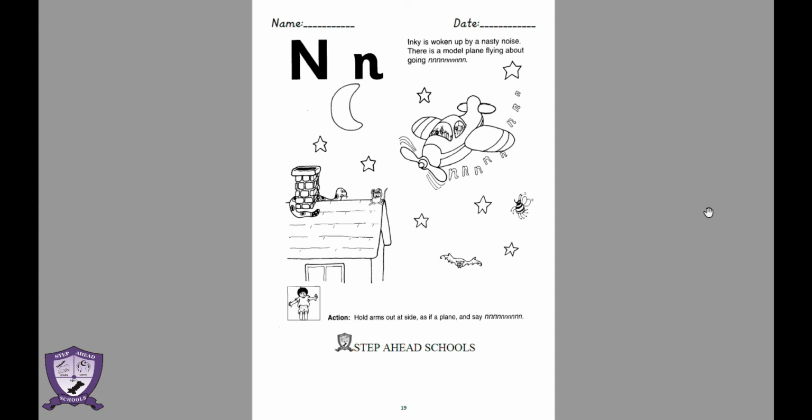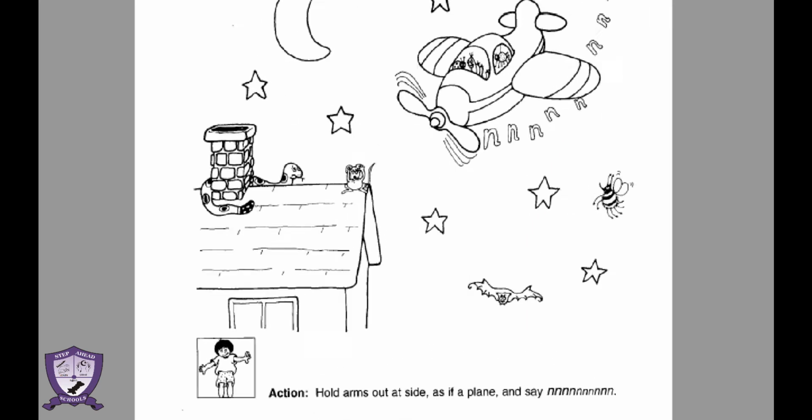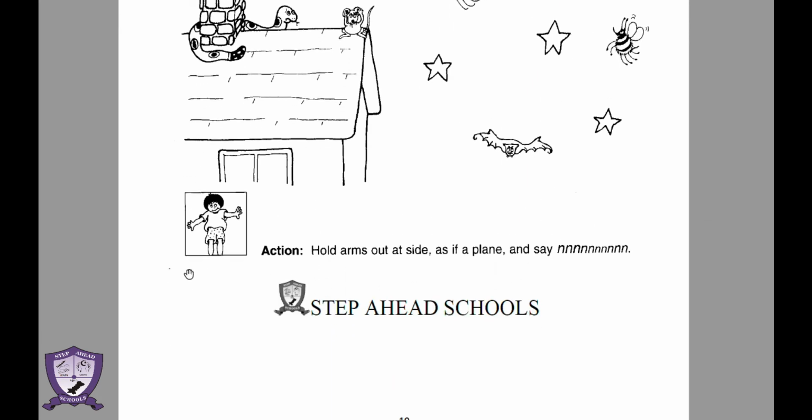Hold arms out at side, like this boy over here is doing. This is a boy. You can see he's holding his arms out at his sides. So, I want you to open your arms and say the sound as if you're a plane, you're flying a plane, and make the sound of letter N, which is nnn. Arms on your sides and make the sound nnn. All right, everyone, well done.